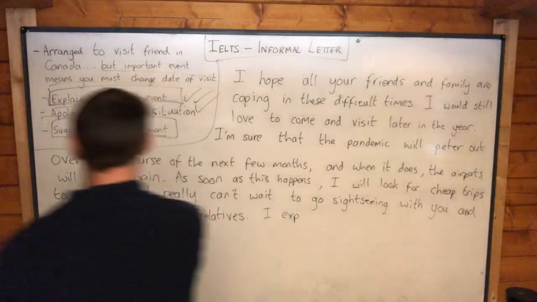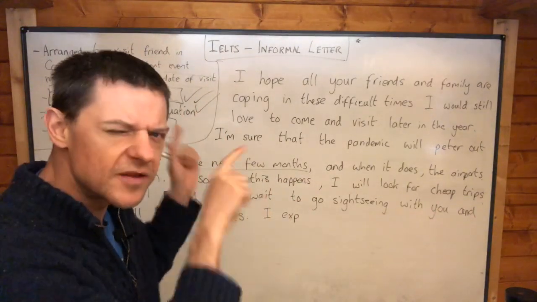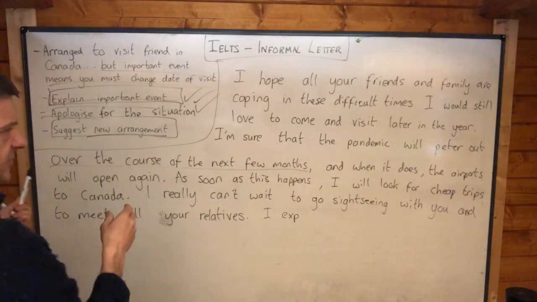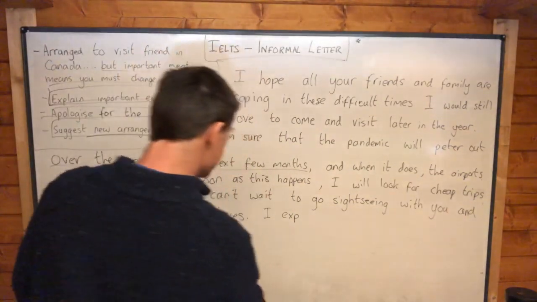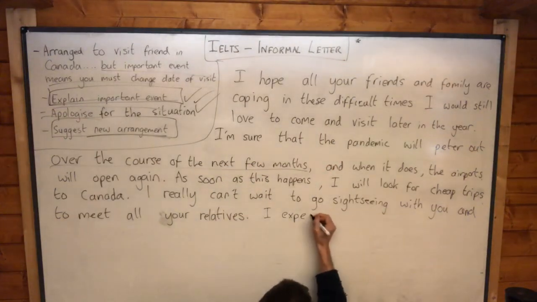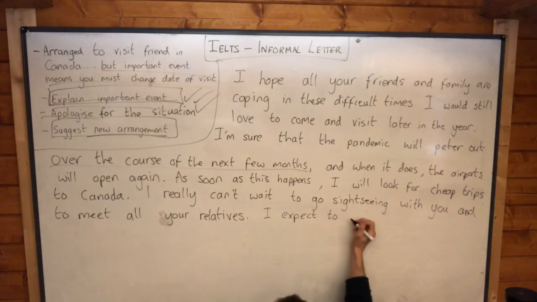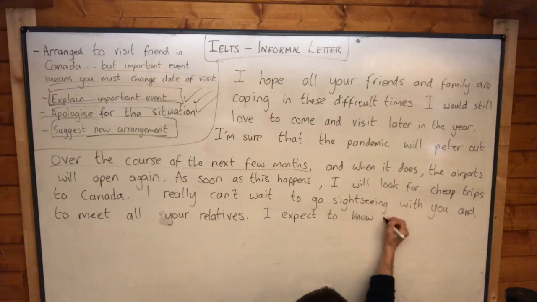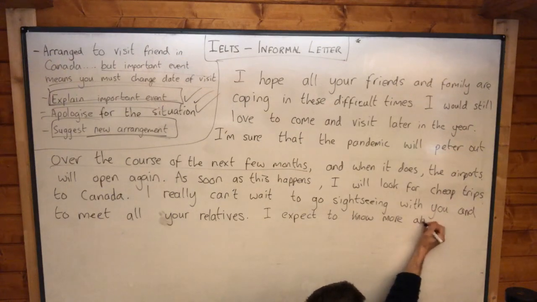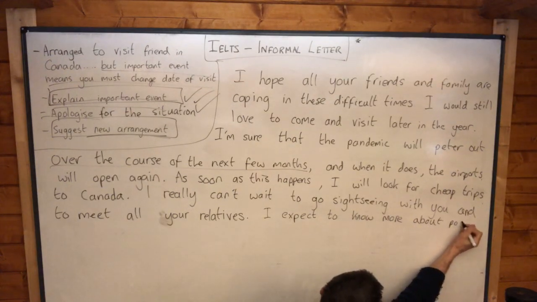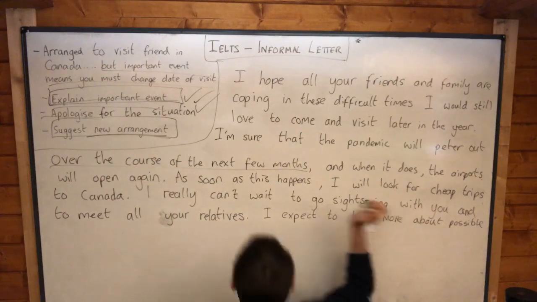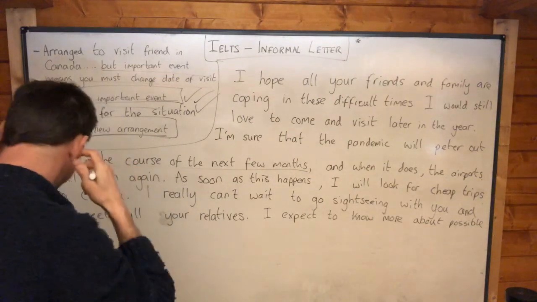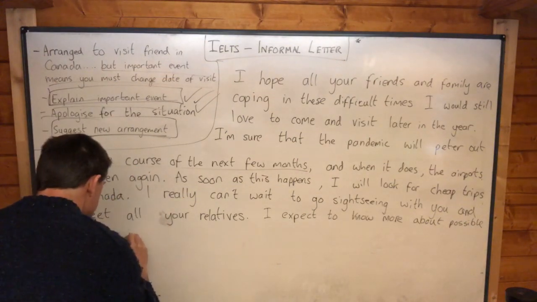so we've already said over the course of the next few months, never contradict yourself. Always go back and see what you've already written, because it's actually quite easy to contradict yourself. And so if we say something like this, I expect that by June or July, I expect to know more about possible flights in June or July.